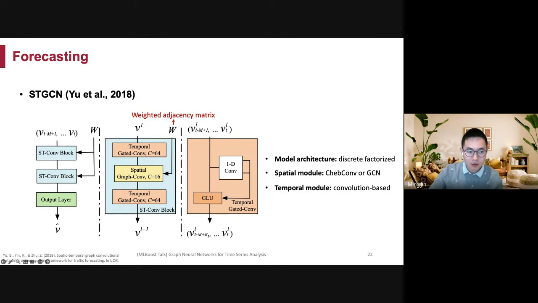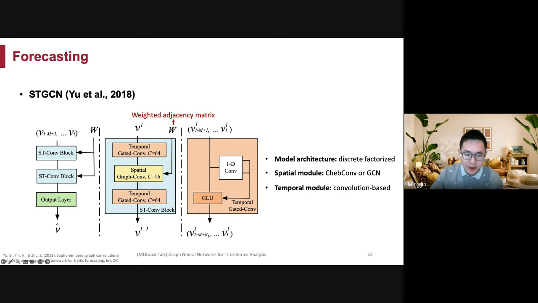Okay, first the method, STGCN. This method is quite straightforward. You should look at it from left to right. Given the time series, it will enter the spatial temporal convolution block. Each of these blocks looks like this. You can see it first has the temporal gated convolution, which is to model the temporal information. And then we have the spatial graph convolutions. In these cases, it could be ChebCon or the GCN, so different GNNs.